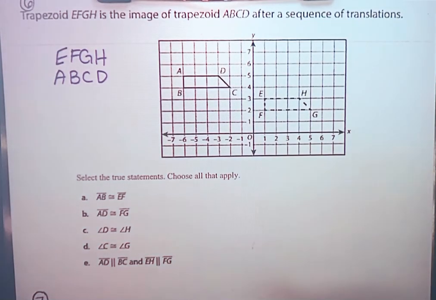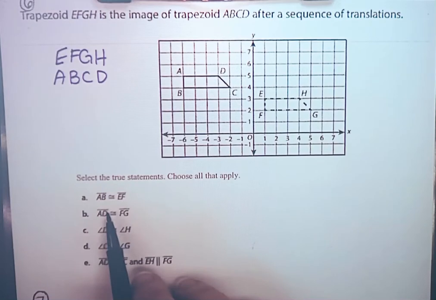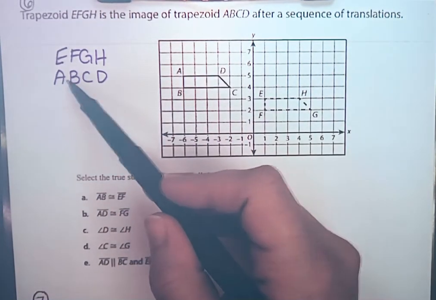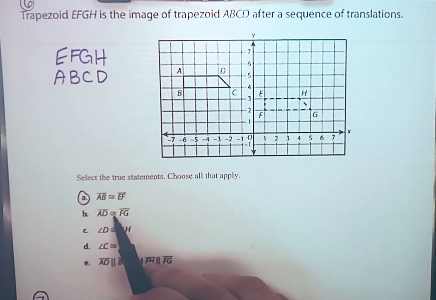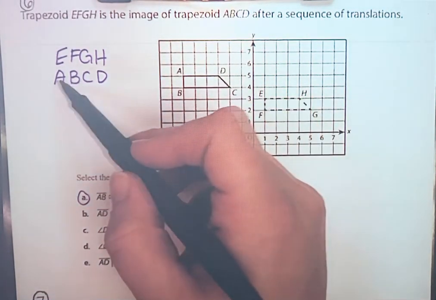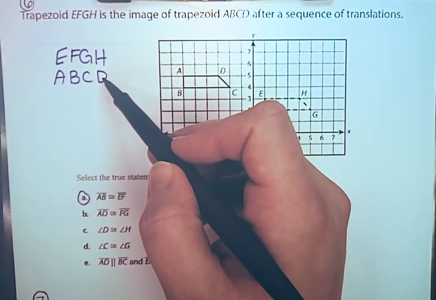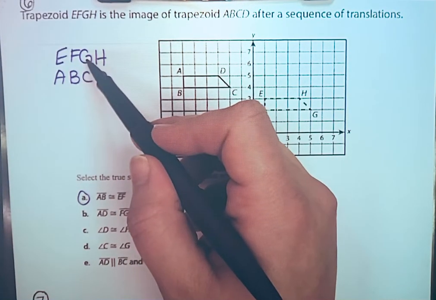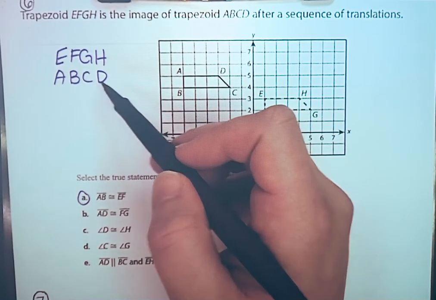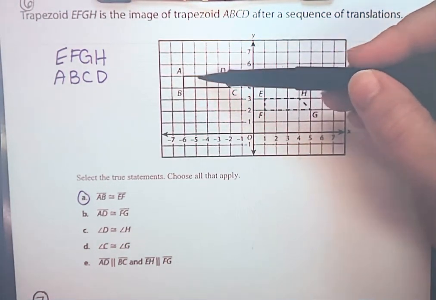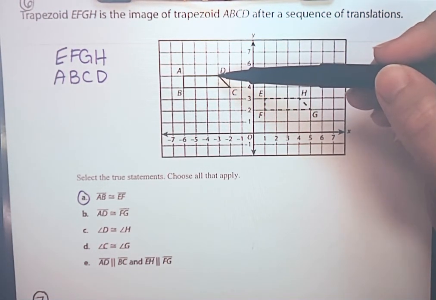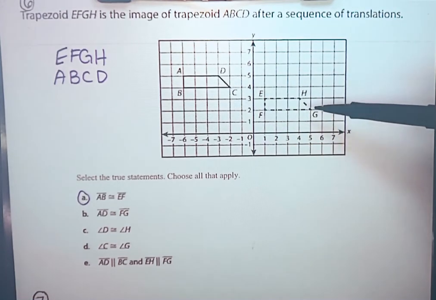So, when we see these true statements, and we're trying to decide which one is true, AB, this symbol means congruent to EF. Well, A and B is going to be congruent to EF. That is true. AD is congruent to FG. That's not a true statement. AD is going to be congruent to EH. And if you look at the image, AD is here and FG is here, so that is not true.